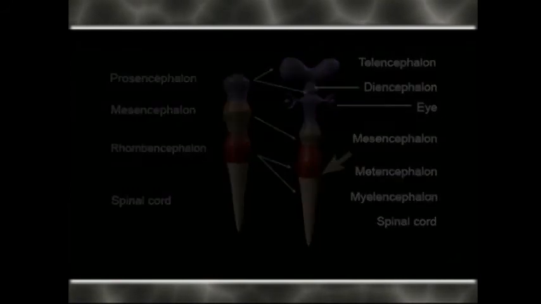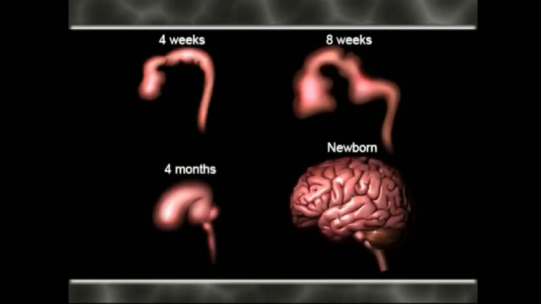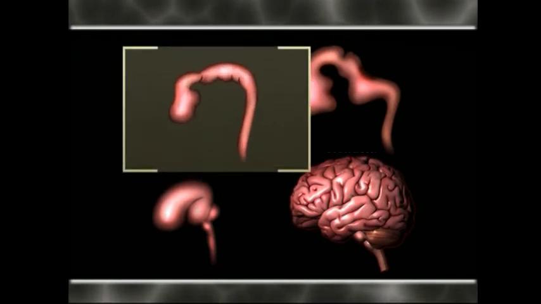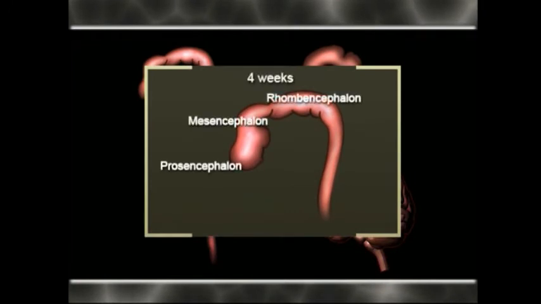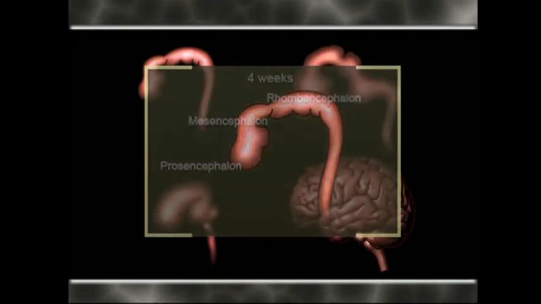Now, if we look here at the development of the brain in cross sections, we see what is going on. This is at about 4 weeks of development. Here's the posterior part of the neural tube, and now the head end starts to develop extraordinarily.